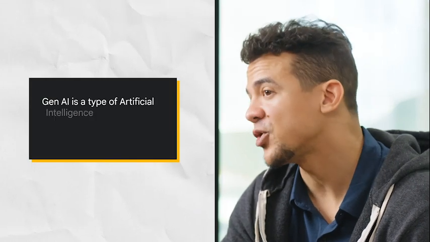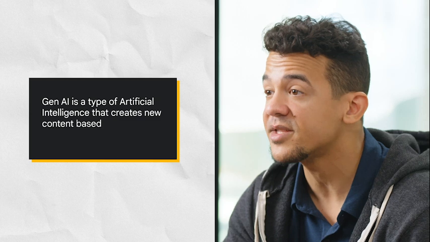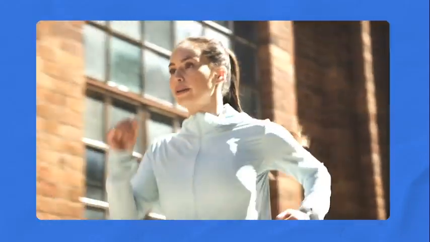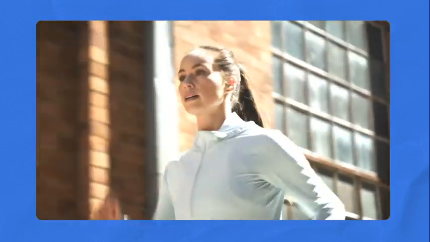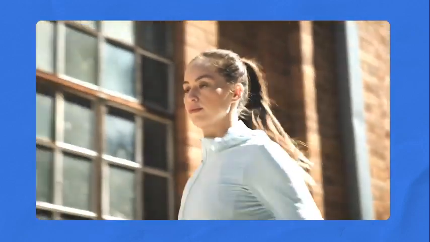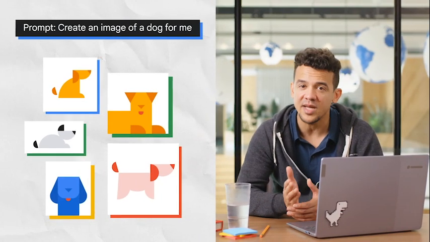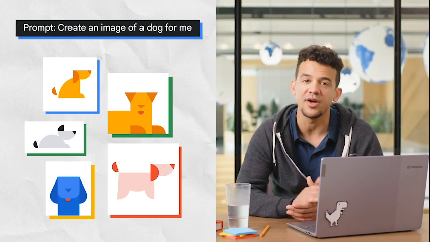Now, let's make things a little more formal with an official definition. What is generative AI? Gen AI is a type of artificial intelligence that creates new content based on what it has learned from existing content. The process of learning from existing content is called training and results in the creation of a statistical model. When given a prompt, Gen AI uses a statistical model to predict what an expected response might be, and this generates new content. It learns the underlying structure of the data and can then generate new samples that are similar to the data it was trained on.